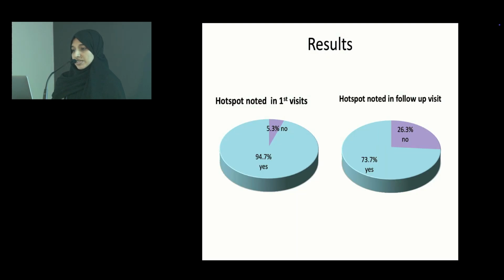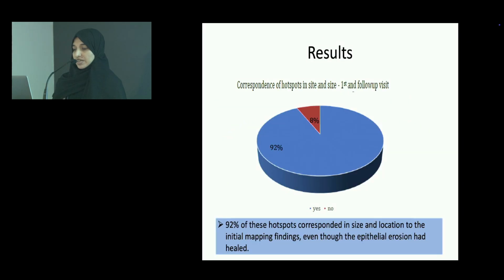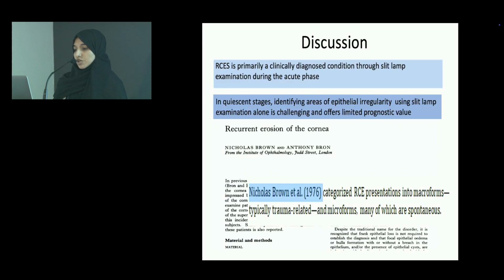When we analyze the hotspot in primary and follow-up visit, 94.7% of the patients had hotspots in the primary visit, whereas in the second visit also 73.7% had that persisting hotspot, despite most of them having their cornea clinically clear. And we also analyzed the hotspot in terms of correspondence in size and site in the first and follow-up visit, which shows 92% of the hotspots in the second visit corresponded in size and location to the initial mapping finding, even though the epithelial erosion had healed.